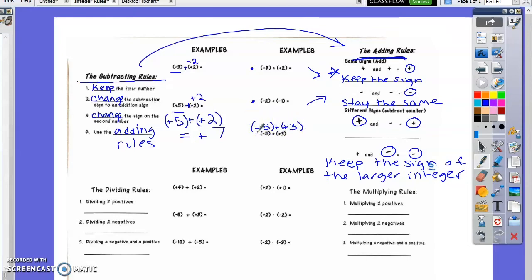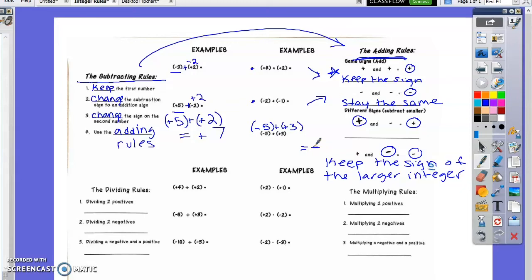Okay, is 5 or 3 larger? We know that 5 is larger. Even though it's negative, 5 is still larger than 3. Because the 5 is negative, we know that our outcome is going to be negative, okay? So we have negative 5 plus positive 3.